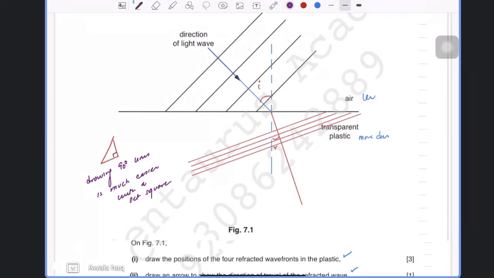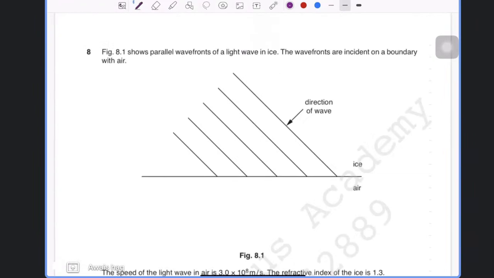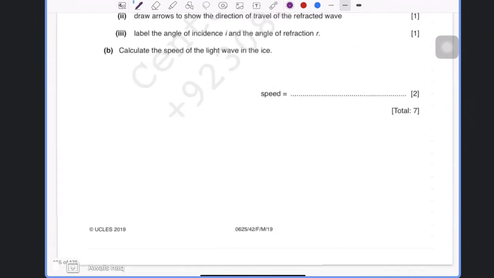Now, all right, Ismail and Kazim and Hussein and Zainab, Yusra, Zara, Caroline, you guys understand everything? Yes. Okay then. So then we're going to move towards this one. Obviously this is like ice and air. So ice is basically more dense than air. So you have to bend it away from the normal. And this one I'm going to give you as homework, because now I believe you guys can do it. All right. So just try to do this on your own.